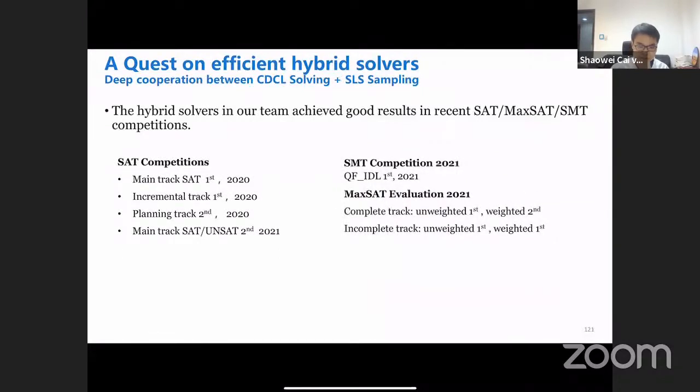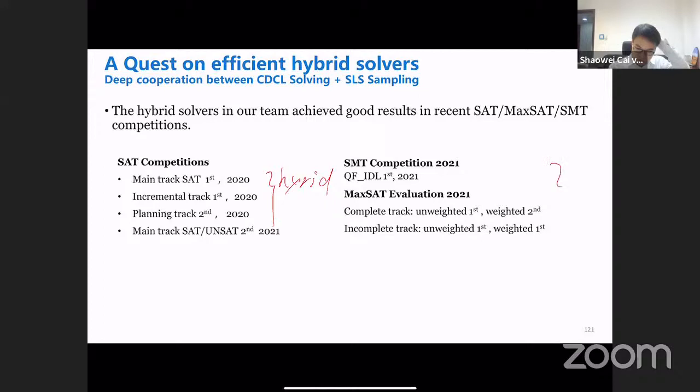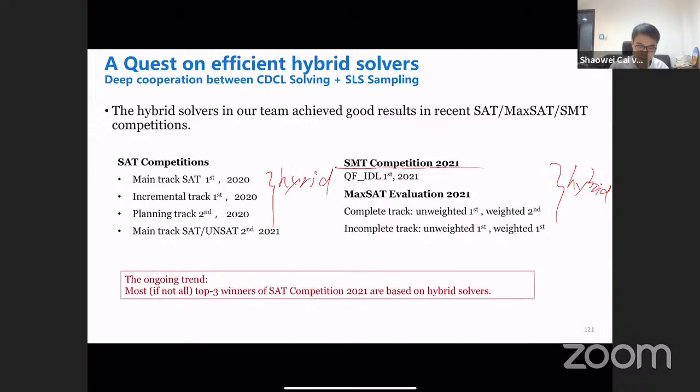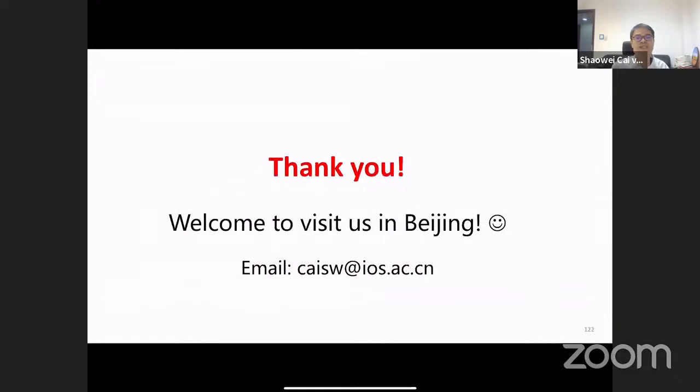Okay, so finally we get some great results with our team, and all use the hybrid solver here. This also uses the hybrid solver here. And this year we also use the hybrid method in the SMT competition, and it shows local search can be complementary to complete methods, and they can be combined together to get better performance. As we can see, this is an ongoing trend. The winners from recent competitions are based on hybrid solvers combining local search and CDCL. All right, we finish.